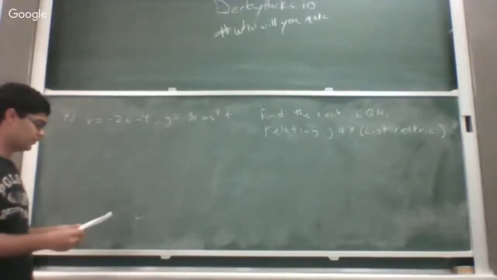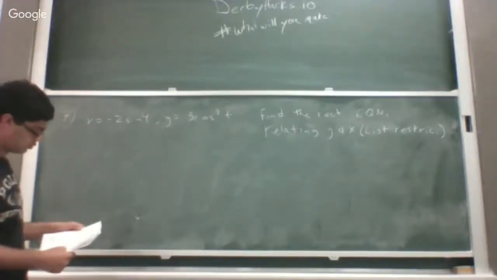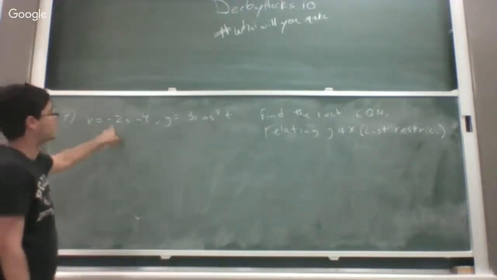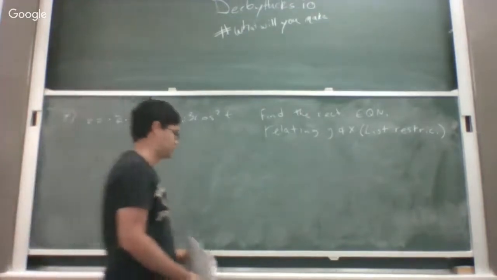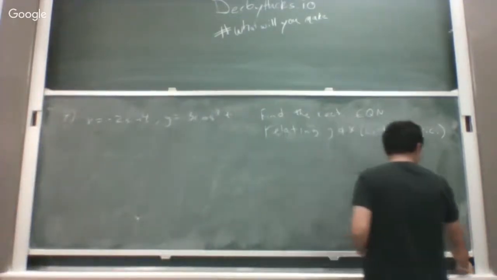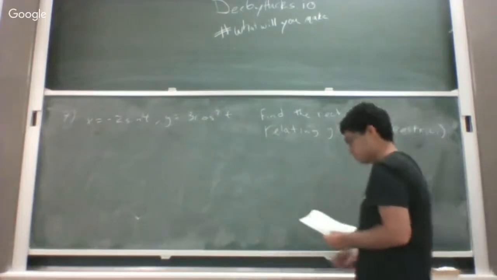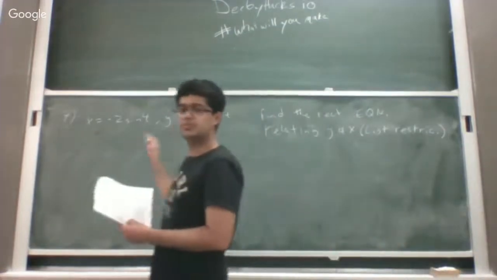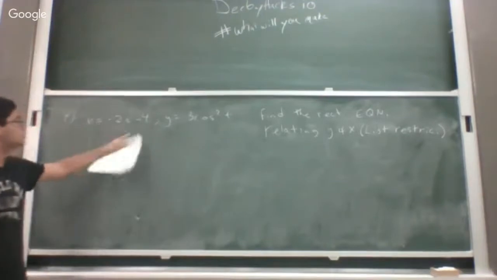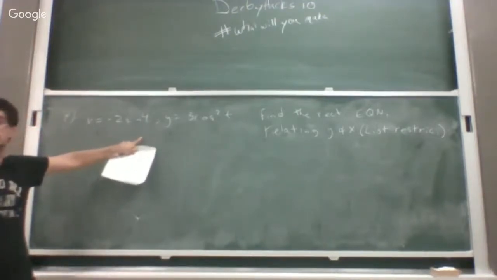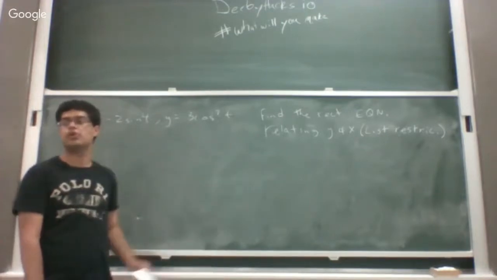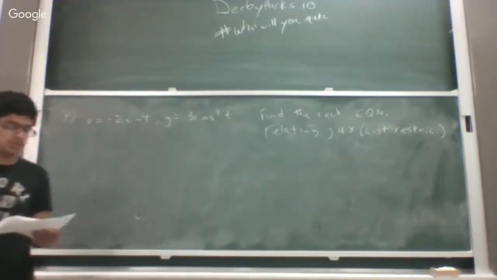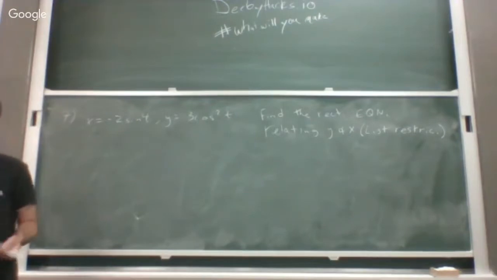So the first problem is you have to find the rectangular equation relating y and x, so not convert, but find the rectangular equation, and you have to list the restrictions. It says x is equal to -2 sine squared t, y is equal to 3 cosine squared t, okay? What's the formula that we use?